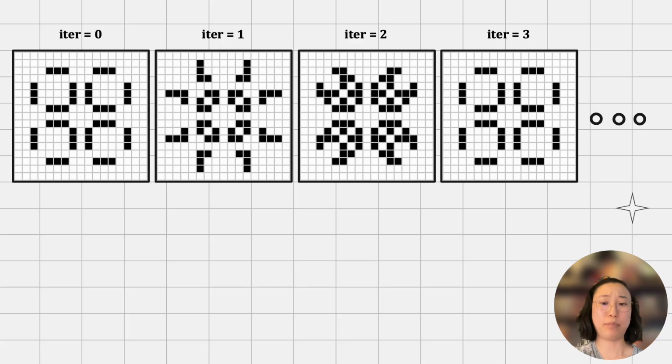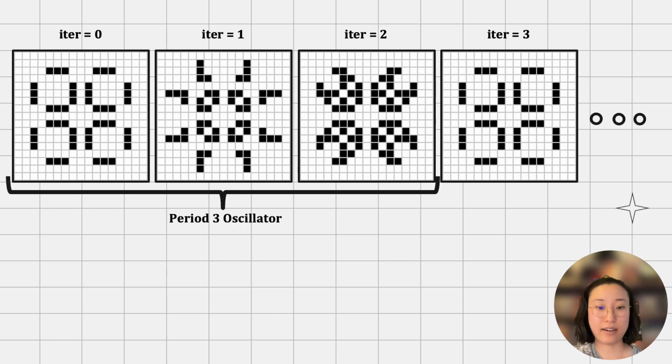Here's a simple example of a game of life being played, and you can see that the very first pattern and the very last pattern are identical. This is what we call an oscillator, and to be specific, this is a period 3 oscillator.